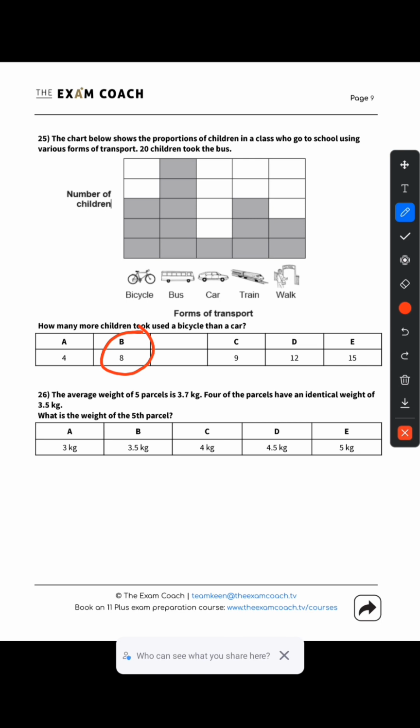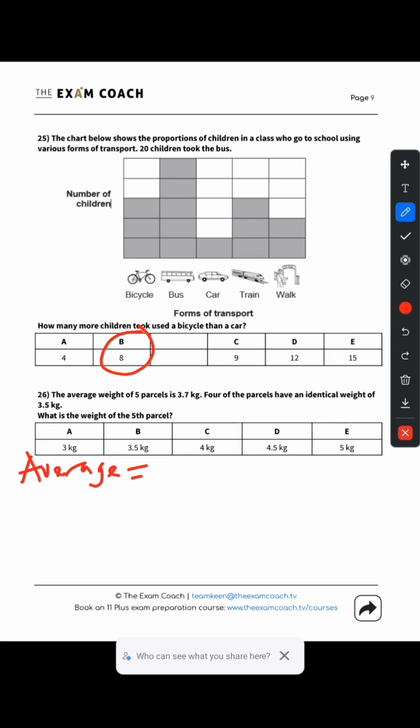4 of the parcels have identical weights of 3.5 kg. What is the average? What is the weight of the 5th parcel? Like I said, if we're finding the average of numbers, we add up the total of all the numbers divided by the number of numbers. So that will give us the total of all the numbers.